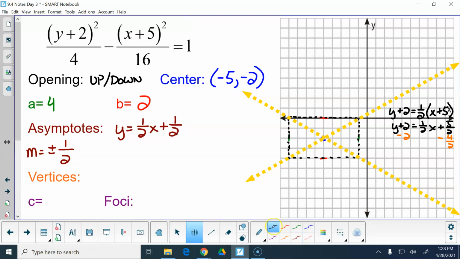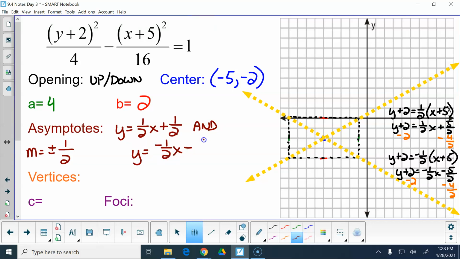Then I've got to do the same thing, but now I'm going to go with negative 1/2. So that's y plus 2 equals negative 1/2 x minus 5/2. Again, subtracting 2, which is really 4/2, which means my second asymptote is y equals negative 1/2 x minus 9/2.